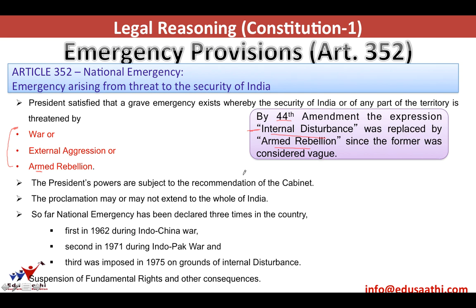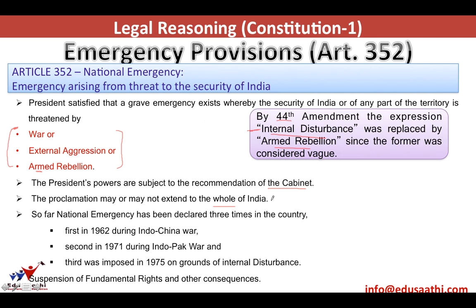The president himself cannot claim emergency. It's the cabinet that gives the recommendation to the president that any of these 3 situations has been suspected and there is a threat to the security of India. So you exercise your powers under Article 352 and claim the national emergency. He himself cannot proclaim emergency. The proclamation may or may not extend to the whole of India. So the emergency can be applied to certain regions in India. There is no mandatory rule that it has to be applied to the whole of India.